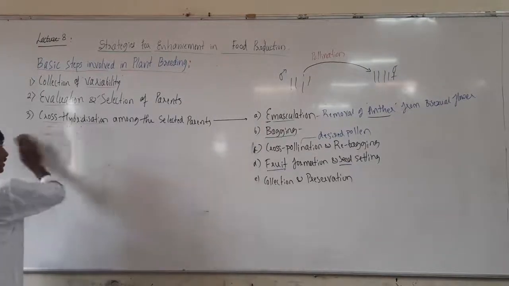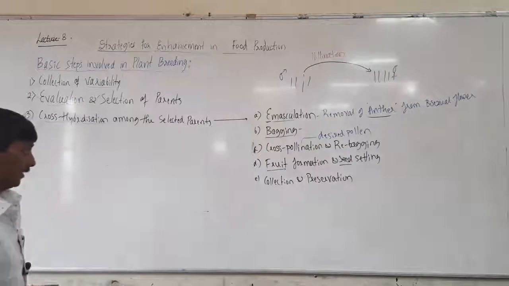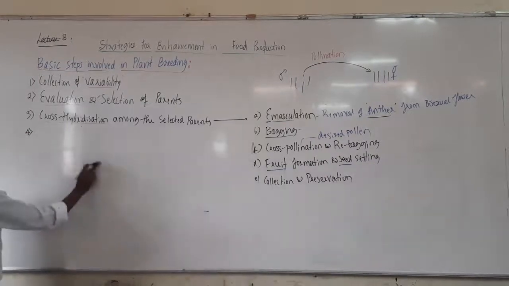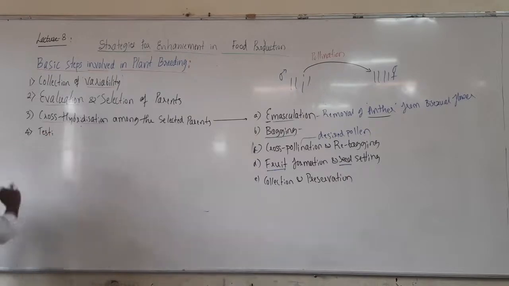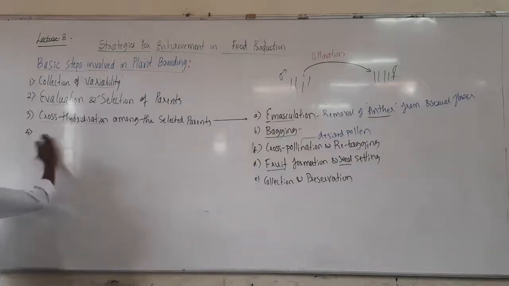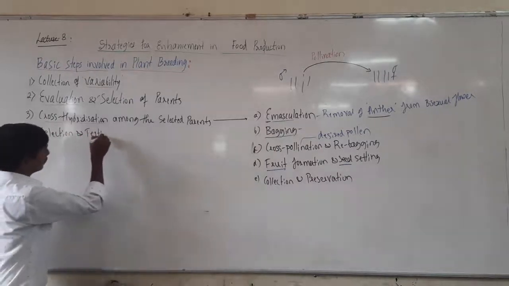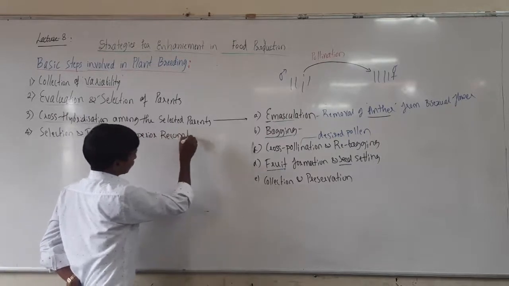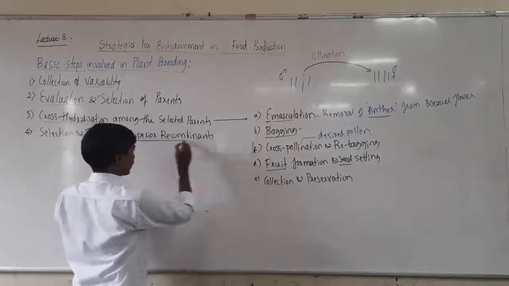So remember these 5 steps. Here we saw how the cross hybridization is done in plants. The 4th step is selection and testing of superior recombinants. What is this? Superior recombinant, a new word has come.